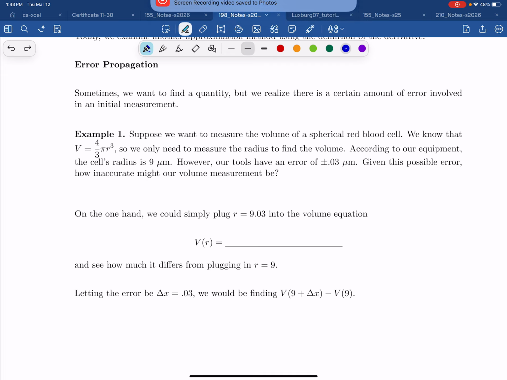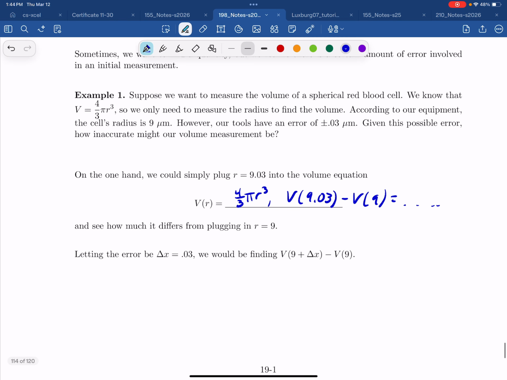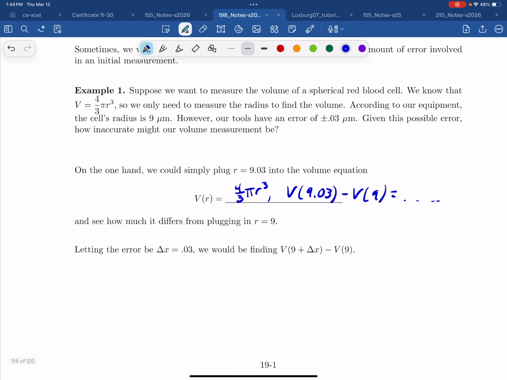So you see in this case, we're interested in approximating the error of the volume, right? Given that we have a small error in the measurement of the radius, how much is that going to affect the measurement of the volume? Well, you could just say, okay, look, we know the equation of volume is this, and so V of 9.03 minus V of 9 equals blah, blah, blah, right? But it turns out we can very quickly approximate this difference.